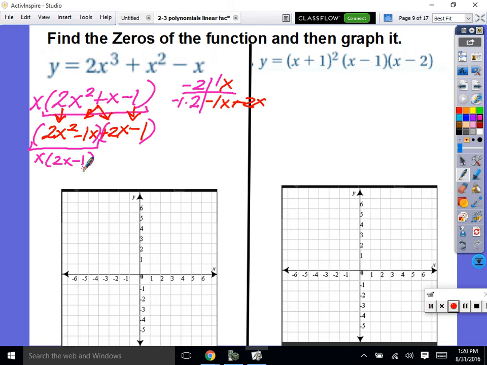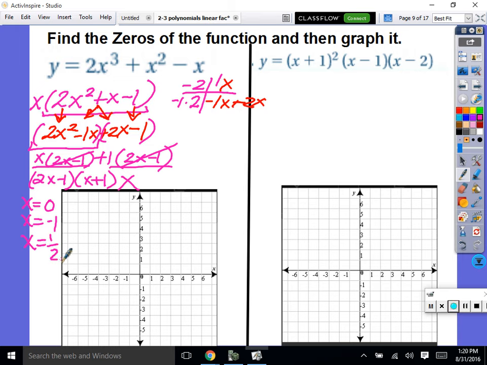In common here, don't say nothing. There's always a 1 in common, right? Left is 2x minus 1. Now look what's in common, 2x minus 1. So we factor that out, thus it divides out, leaving us with x plus 1, and then we can't forget that there was an x to begin with, right? So x equals 0, x equals negative 1, and x equals, you'd add 1, divide by 2, 1/2. So guys, that's where it's crossing the x-axis at 0, at negative 1, and positive 1/2.